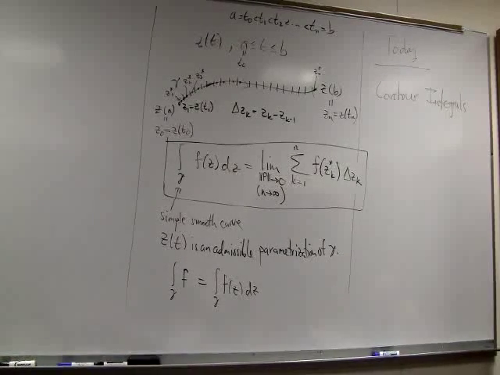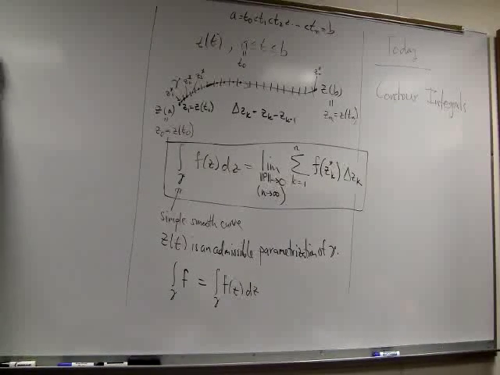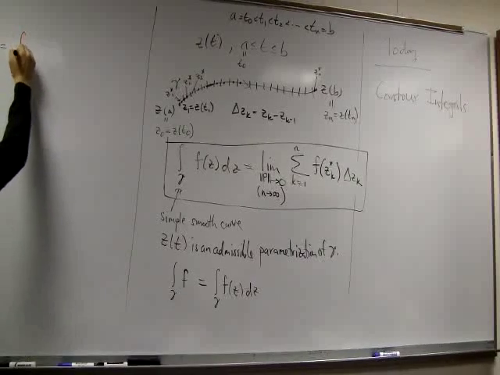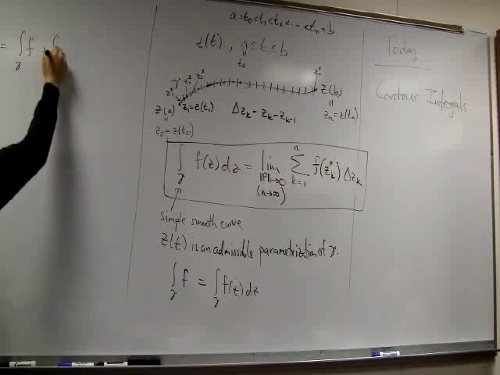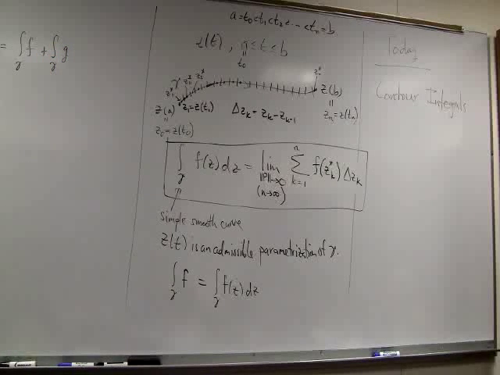So the first property is that this integral we've defined is additive. Meaning the integral over gamma of f plus g is the same as the integral over gamma of f plus the integral over gamma of g. So the integral of the sum is the sum of the integrals.